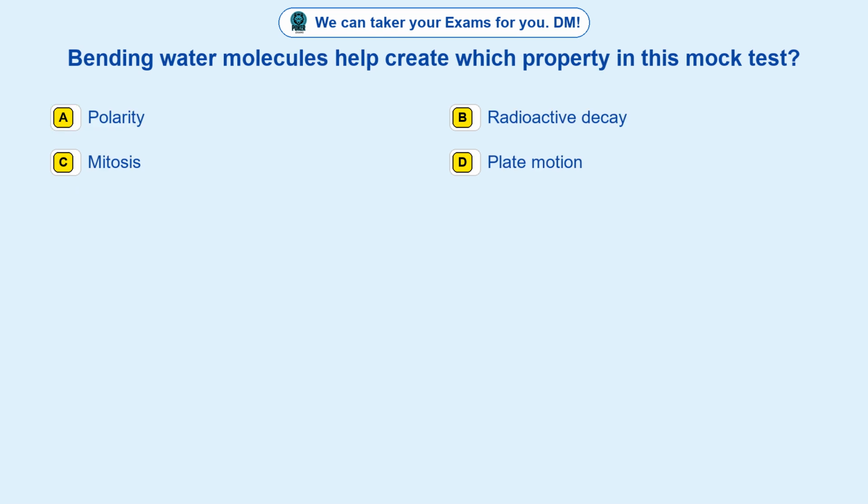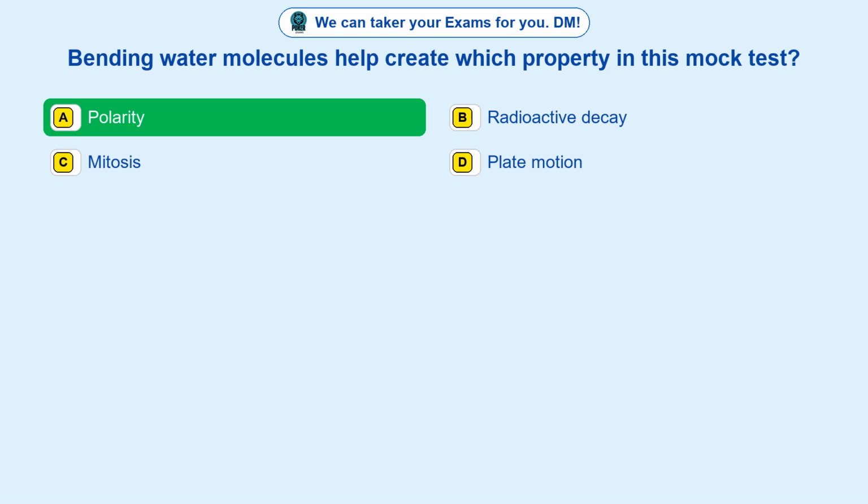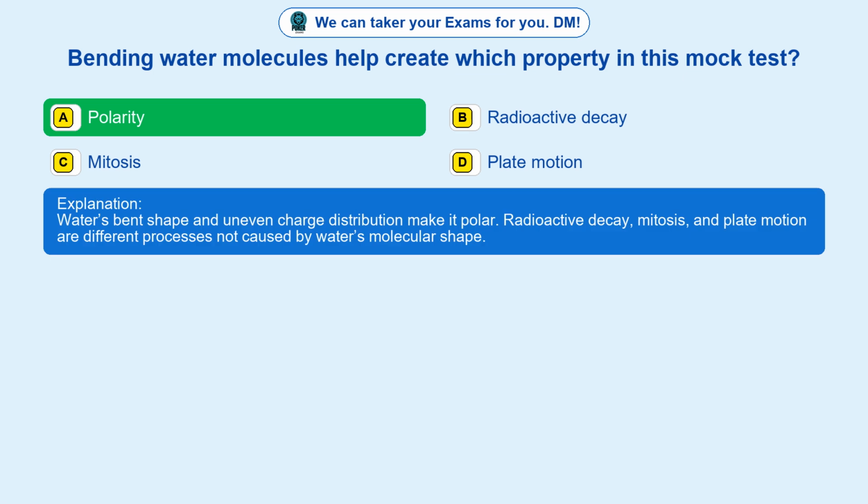Question 50. Bending water molecules help create which property in this mock test? Option A, polarity. Option B, radioactive decay. Option C, mitosis. Option D, plate motion. The correct answer is option A. Polarity. Water's bent shape and uneven charge distribution make it polar.